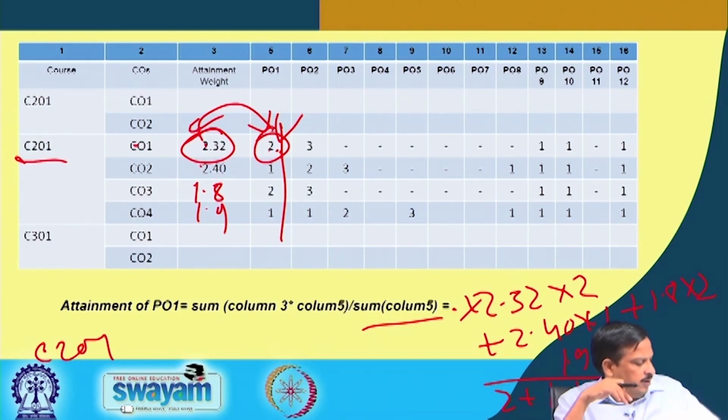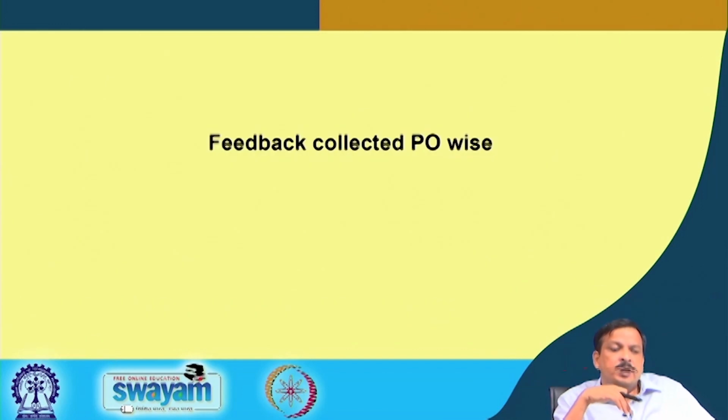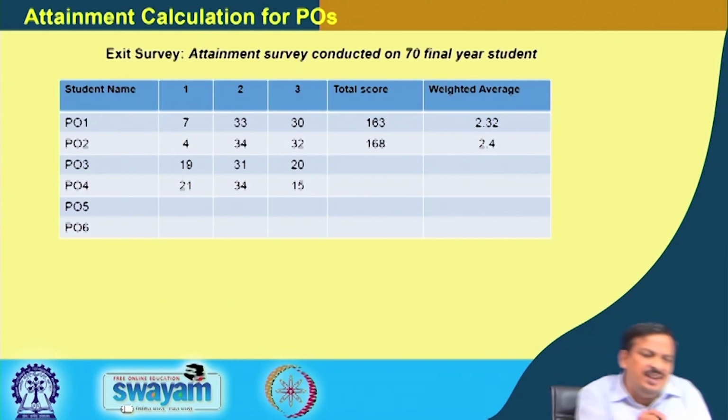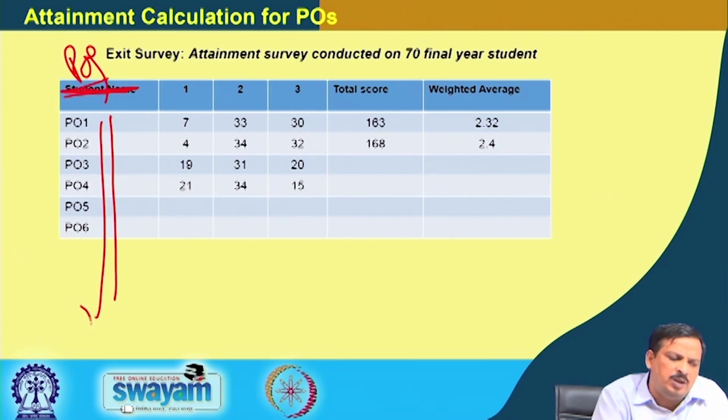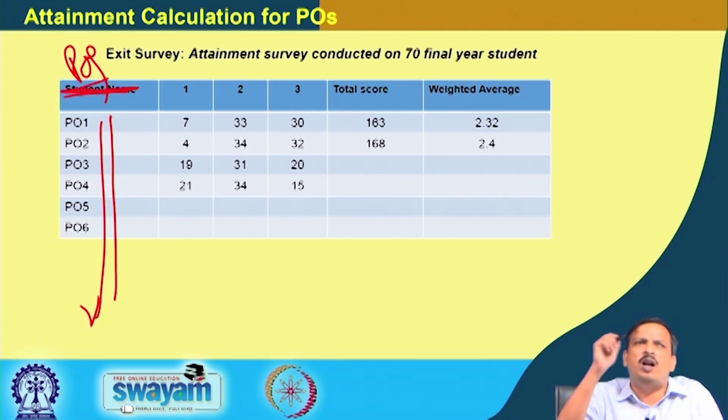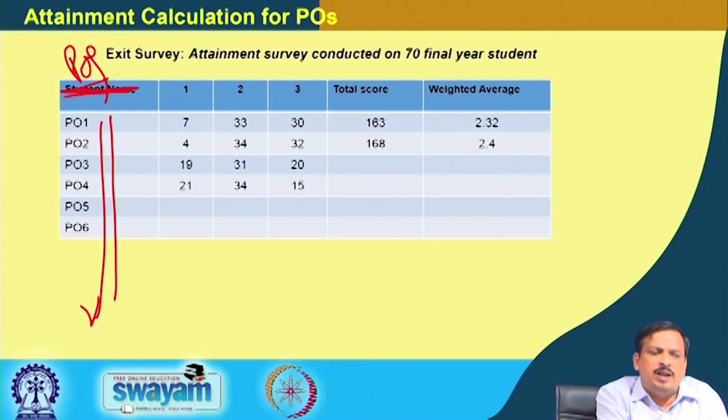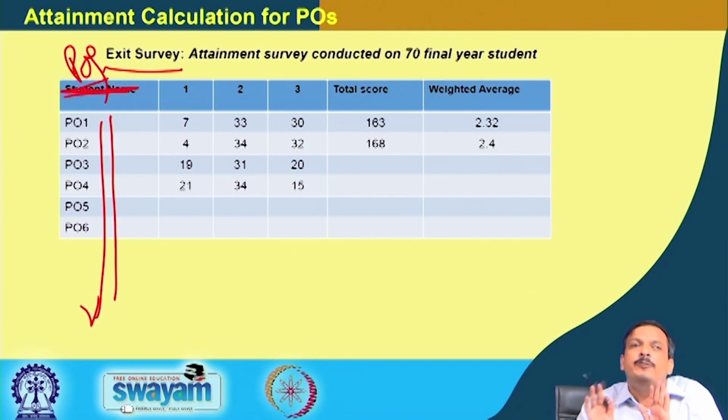So, if I collect feedback PO wise, program outcome wise, I list all the POs instead of student names. PO 1, 2, 3, 4, 5, 6, 7, all the POs will be listed here. Let us say for the exit survey, I am saying PO wise, not CO wise, but it is preferred to collect feedback CO wise. So, I am doing it PO wise.